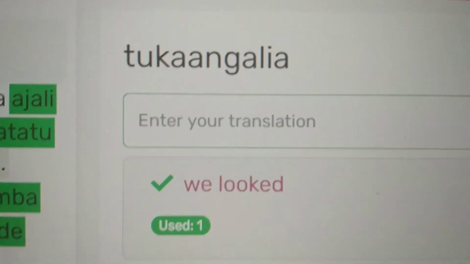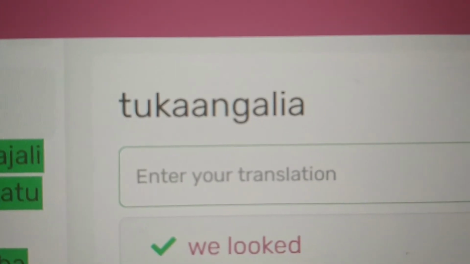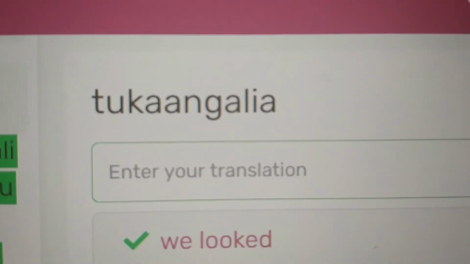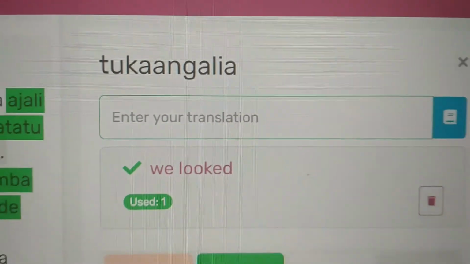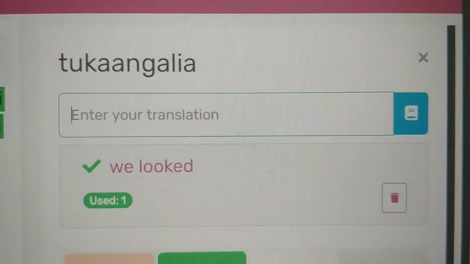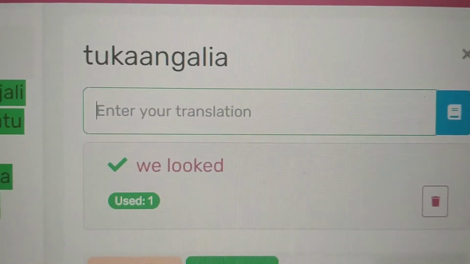This is confusing me quite a lot. I don't know why two is "us", and then "ka". I don't know why "ka" is there, because this is where we looked, so it should be "tu-li-angalia". So this is something I'm going to look at the grammar points for in Teach Yourself, to then go back to it and see what's going on.